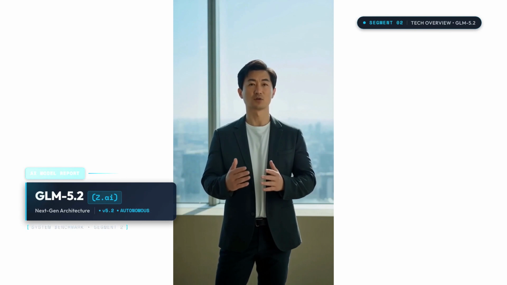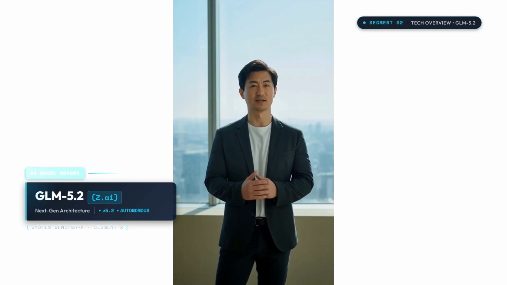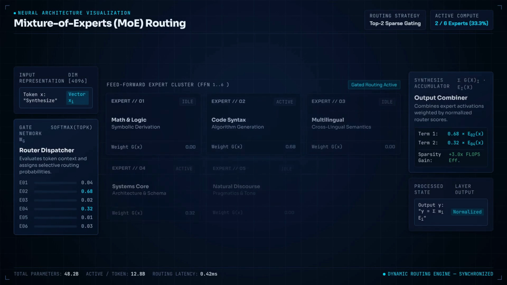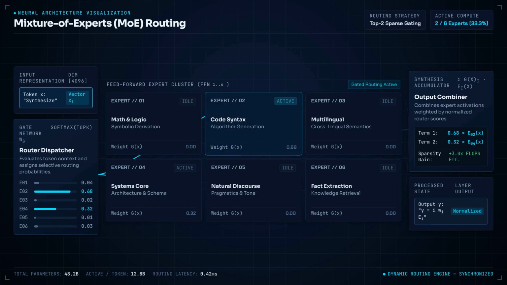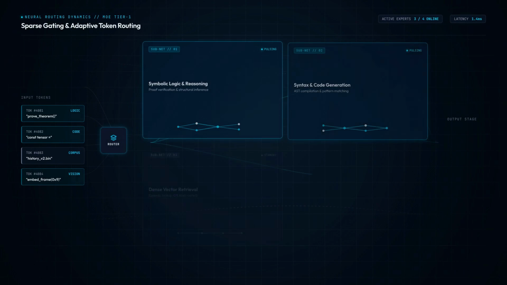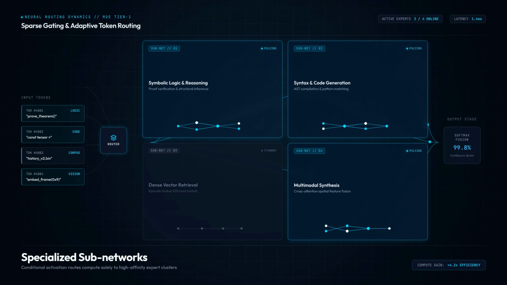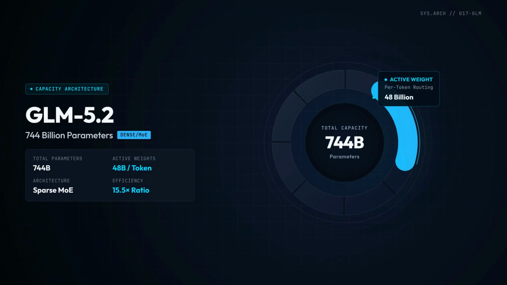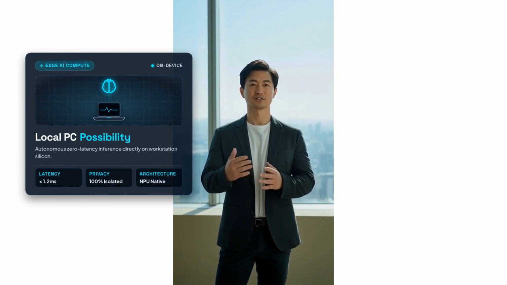Now let's talk about the model that's dominating open source leaderboards this year: GLM-5.2, built by the Chinese AI lab Z.AI. This is a mixture of experts model, meaning instead of activating its entire network for every response, it only lights up a small slice of specialized expert sub-networks for each token it processes. The full model weighs in at roughly 744 billion parameters, but only a fraction of that is active at any given moment, which is exactly what makes the next part of this video possible for home users.